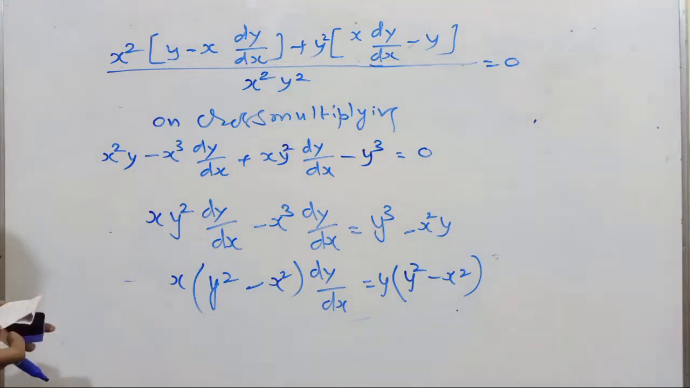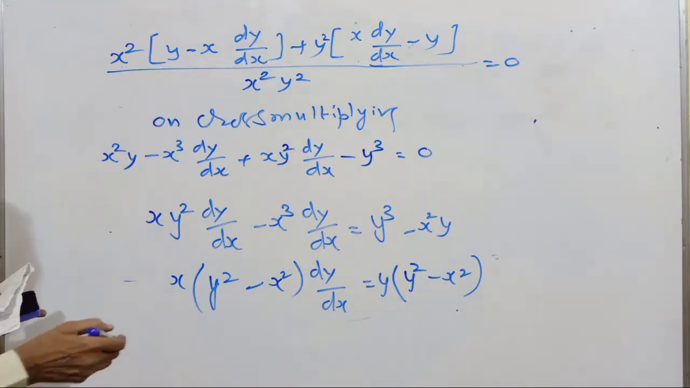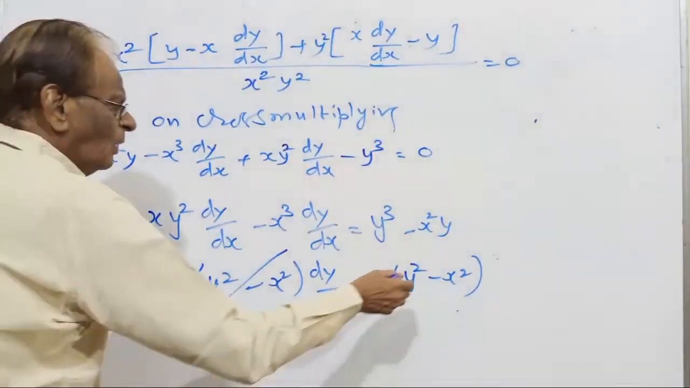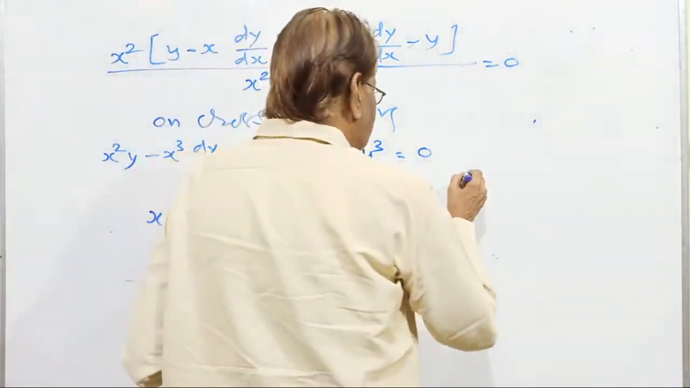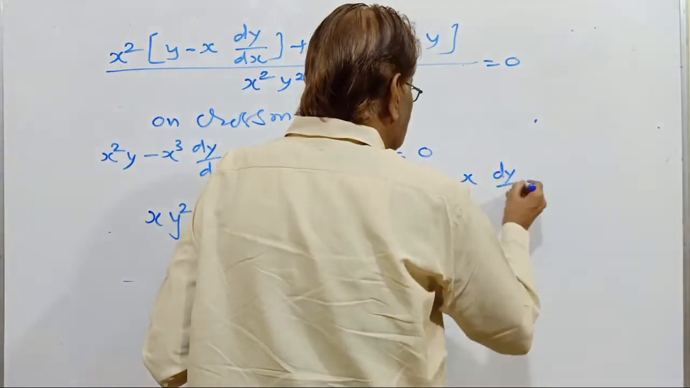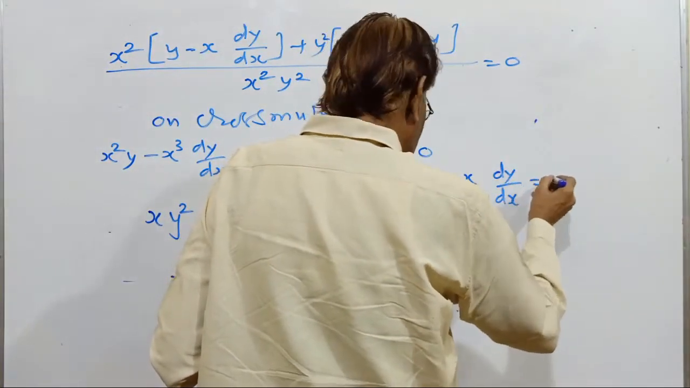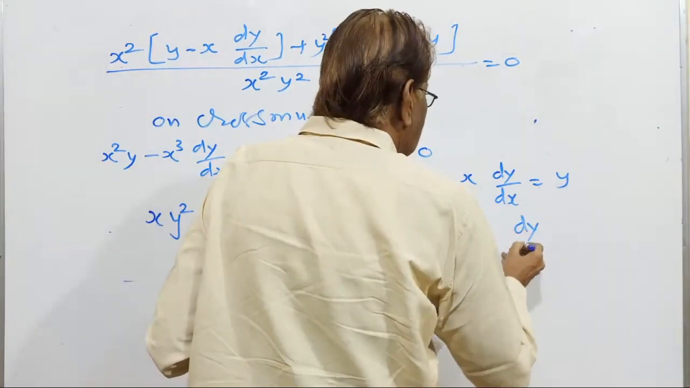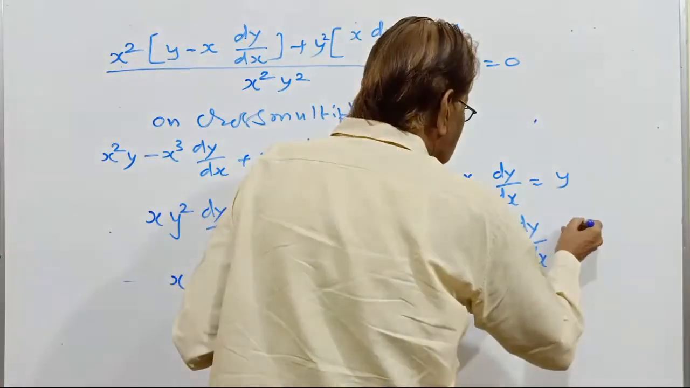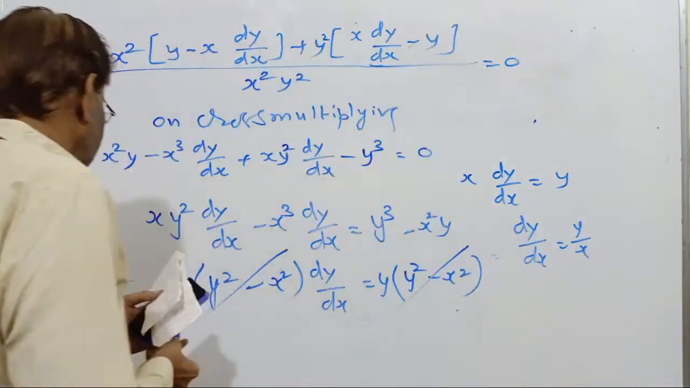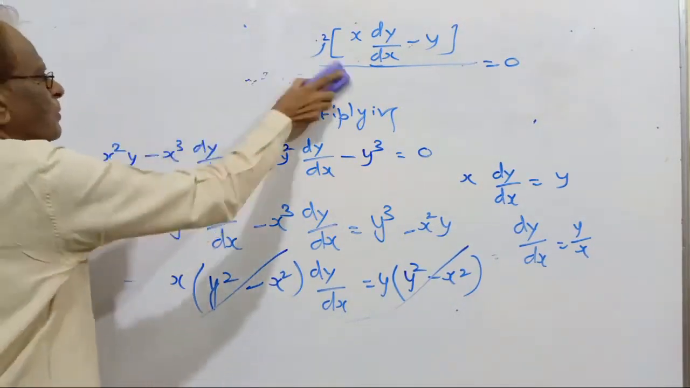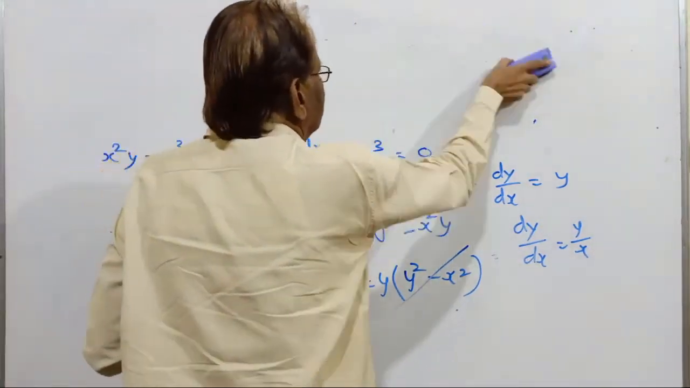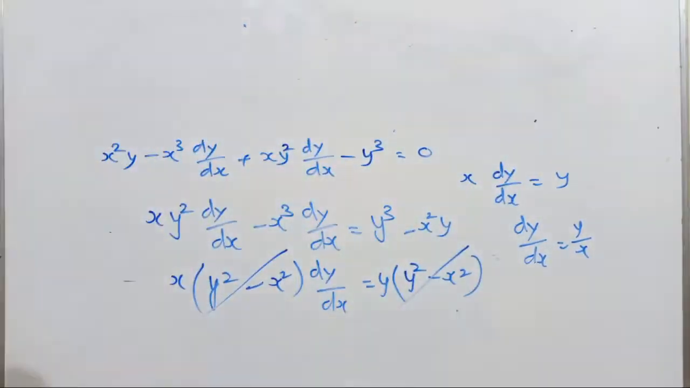Here, y squared minus x squared is not equal to 0, so y squared minus x squared cancels. Therefore dy by dx equal to y by x. Proved that dy by dx is y by x.